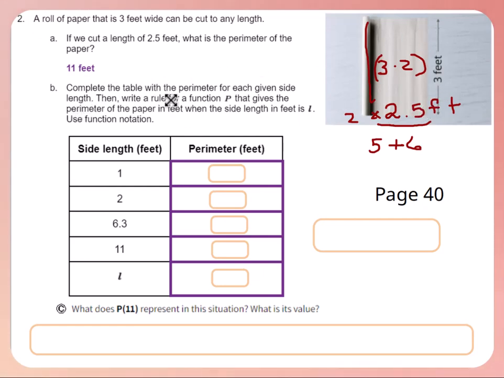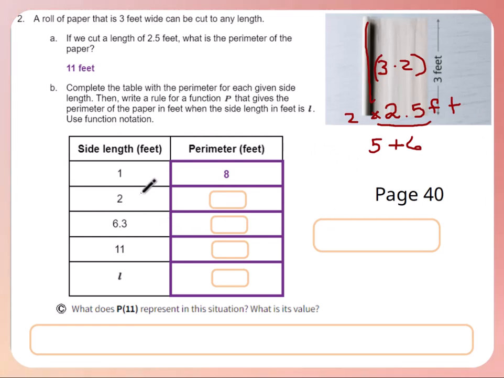Now complete the table with the perimeter for each given side length. Then write a rule for function P that gives the perimeter of the paper in feet when the side length of the paper is L. Okay, now we know that this is always going to be 3, but now we're cutting a side length of 1. So that would be 2 times 1 is 2 plus 3 times 2, 6. 6 plus 2 should give us 8.